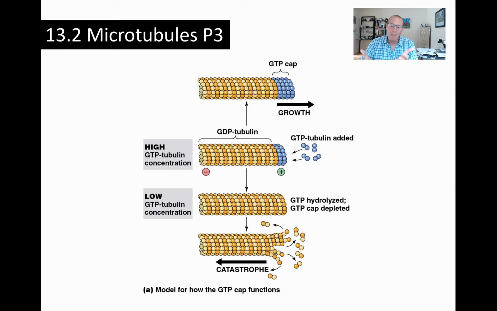What happens is the rate of hydrolysis of the GTP to GDP becomes greater than the rate at which you can add GTP tubulin to the plus end. And so once you get that situation and there's no GTP tubulin cap on the plus end of the microtubule, that's a trigger for the microtubule to spontaneously and catastrophically depolymerize.